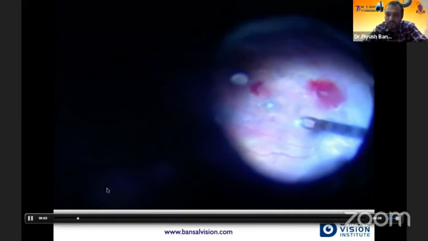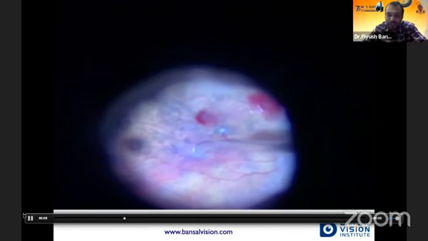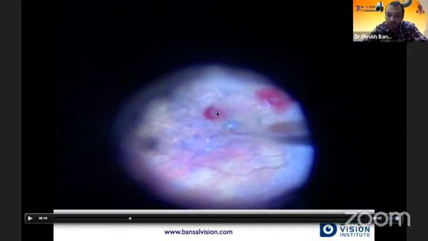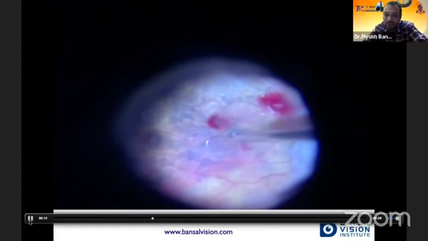You can see the contrast is very poor, the visualization is extremely bad. Apart from that, you can see that the hemorrhages are there. Now, I caused these hemorrhages because I literally struggled to peel the ILM, which was very patchy despite staining twice. And it was extremely adherent. So while trying to peel it with an ILM forceps, I was more traumatic to the retina.